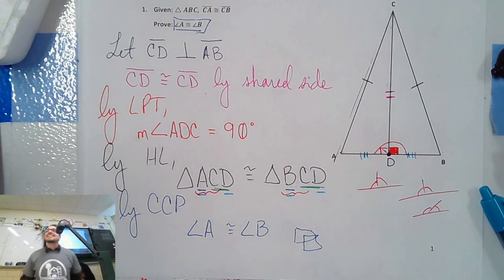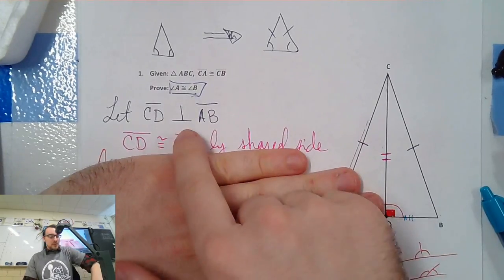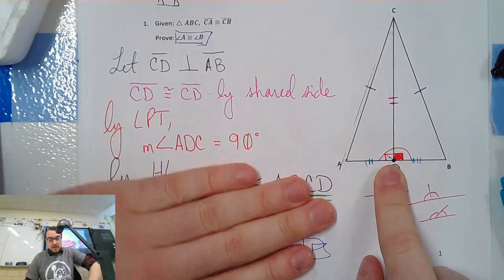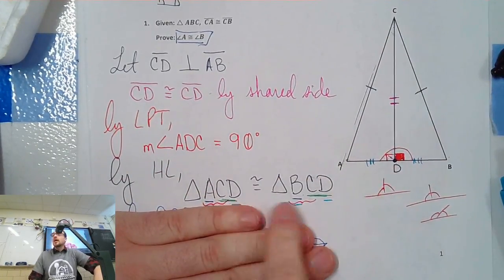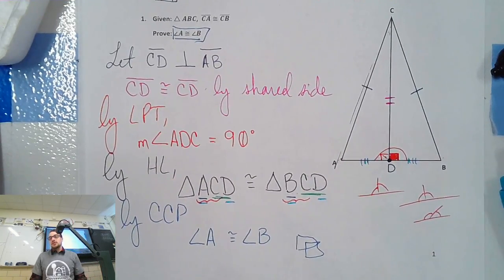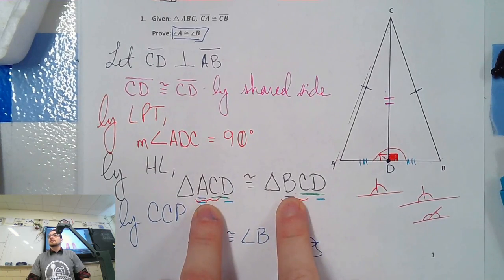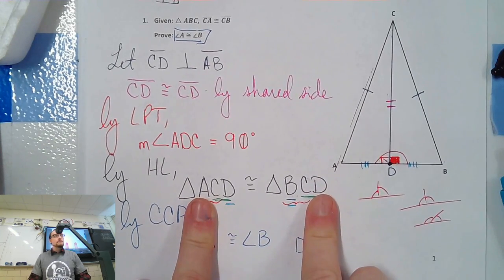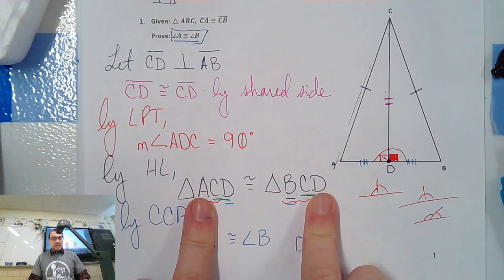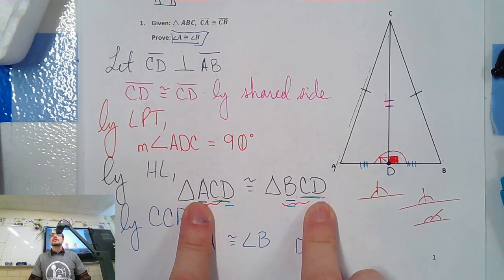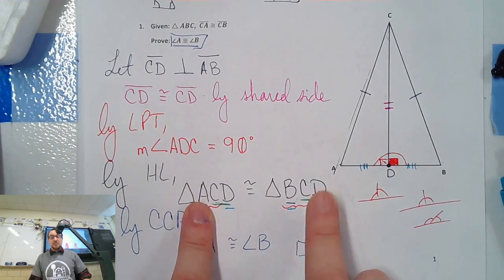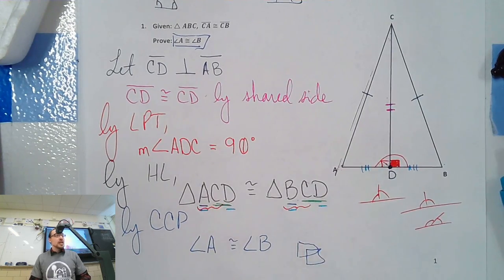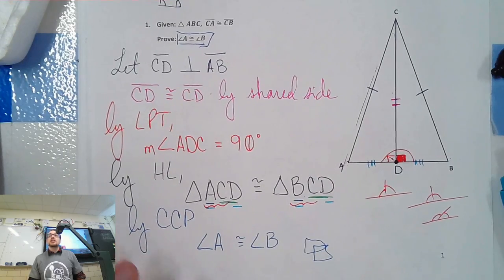All right, so that's it. Drop a perpendicular. Shared side, LPT gets us the other angle. Then we say by HL, hypotenuse and legs match, so the triangles must be the same. And then if the triangles are the same, then their parts are the same. Well, which parts? The parts that I want, A and B. See how they go together? Now, question. Is angle A going to be congruent to angle D? From what I've written, is A going to be congruent to D? No way, Jose, they're not in the same spot. See how A is on the front and D is in the back? A and B go together, C and C go together, D and D go together, right? Because they're in the same relative spot. That's what it means to be corresponding. They're in the same relative location.